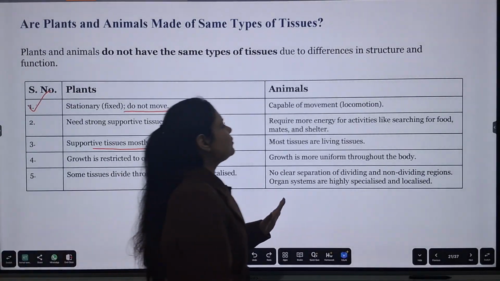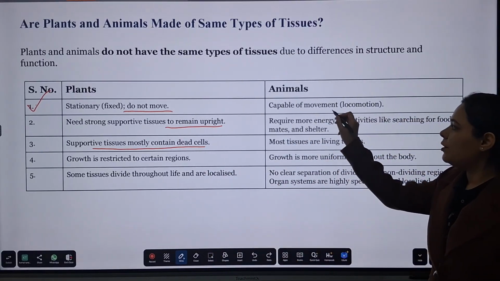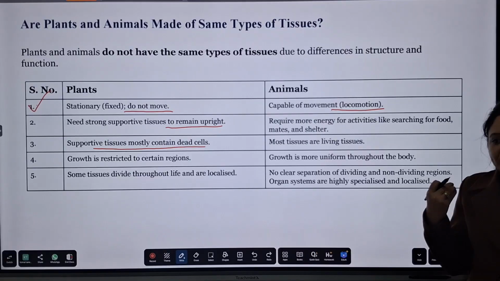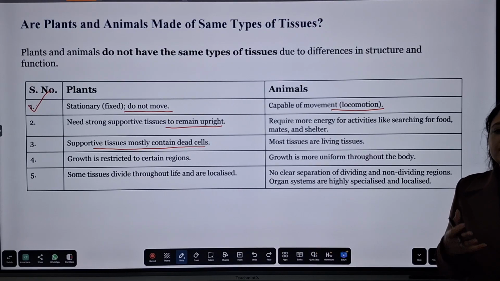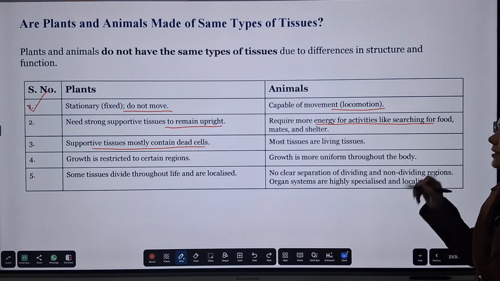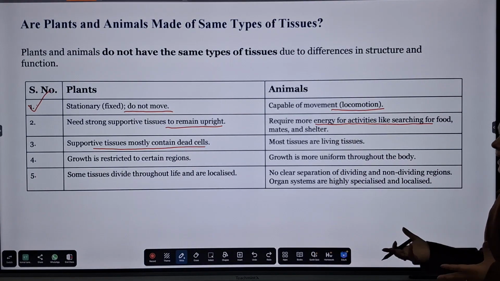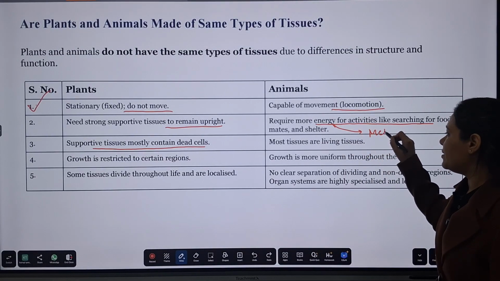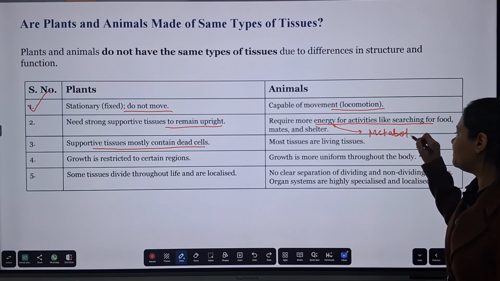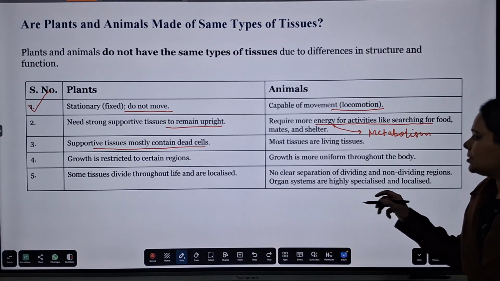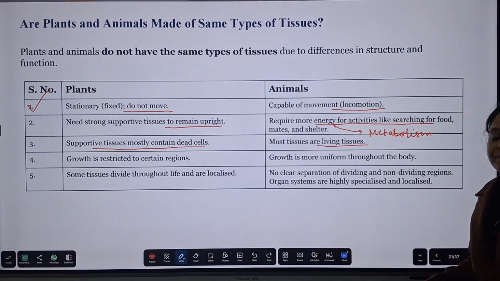Whereas if we see the case of animals, they are capable of movement. They show locomotion. They move for obtaining food, for shelter, for mating, for finding their partners. So they need energy for all these activities, like searching for food, shelter, mates. And for energy, they need to perform metabolic activities, or they need to show metabolism. So the tissues that are present in case of animals are living tissues mostly.